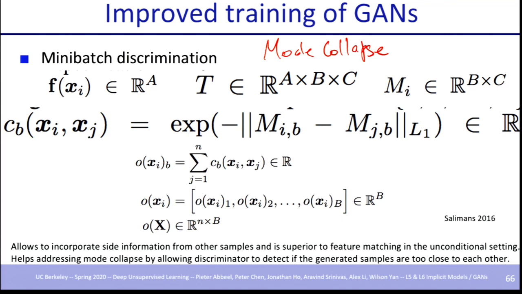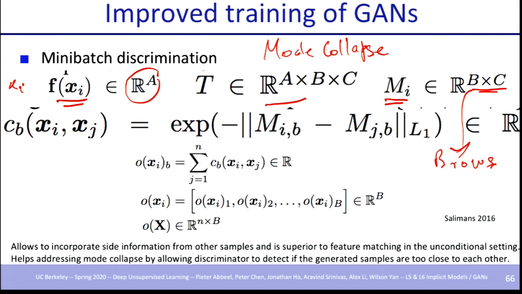Let's say your xi is one sample in your mini-batch, and it's producing a feature vector f of xi. So they use a tensor a times b times c. Let's say that this is an a-dimensional vector. And they use this tensor to project f of xi to a matrix mi, which has dimensions b times c, right? So now this matrix has b rows and c dimensions per row.